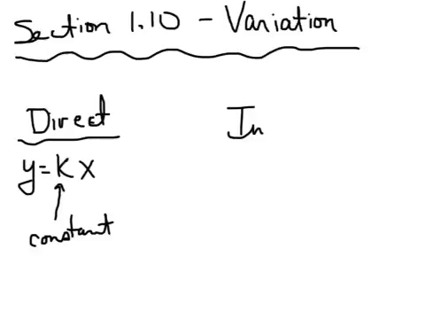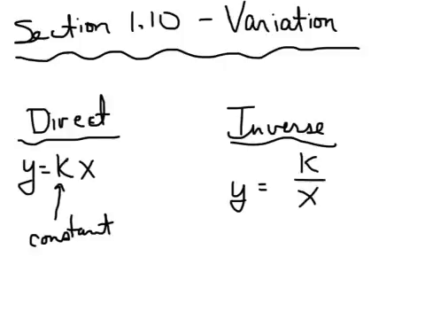Inverse variation is where you have y equals k divided by x. And again, the constant is still that k. And again, you'll hear words like inversely proportional or varies inversely or something along those lines. So jumping into the problems, just so that you guys know, this is what you would have to be seeing.